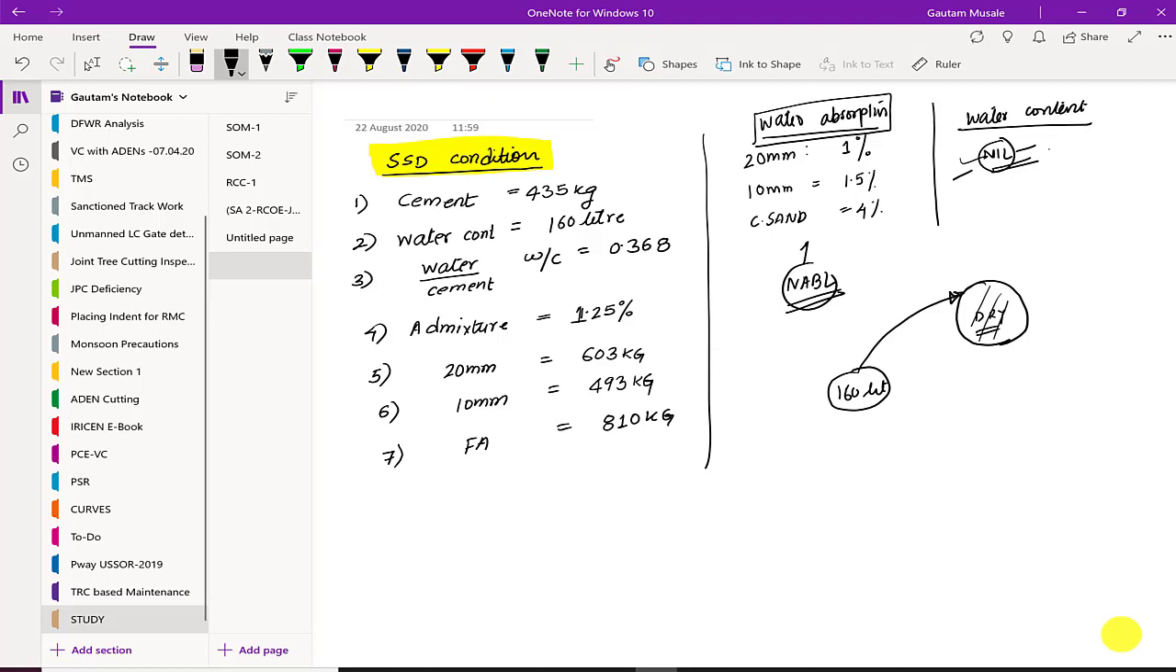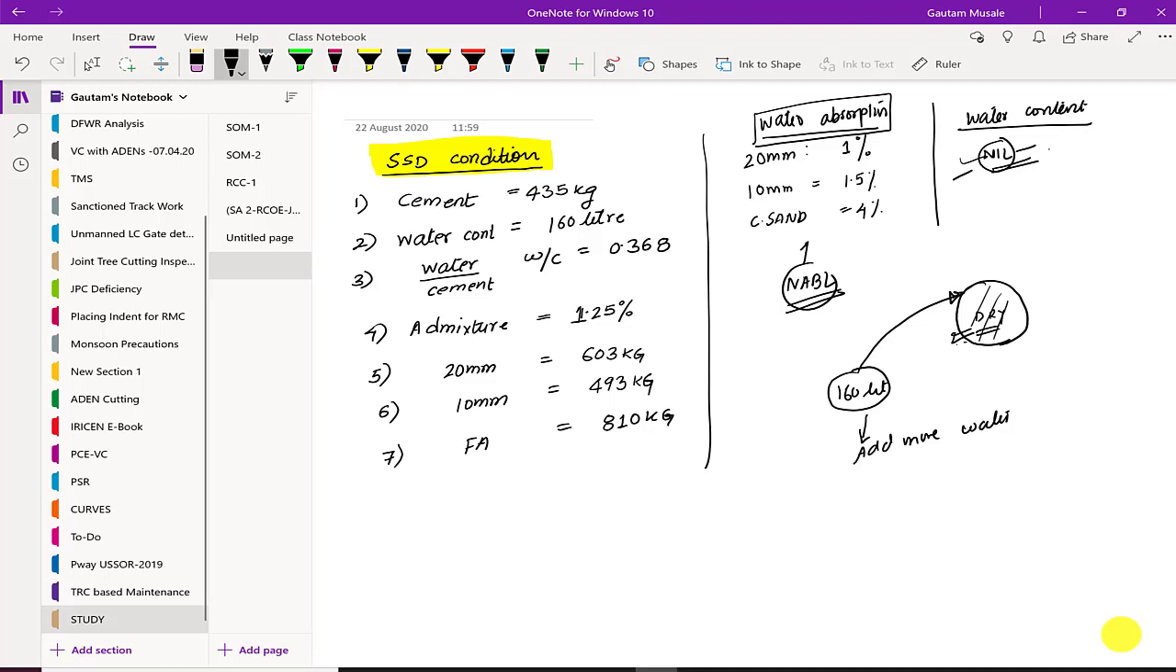That will result in lesser strength because my hydration would not be complete. That will also add to more voids, and that will also result in many other adverse effects on my concrete, right? Unhydrated paste also would be there. So I will have to add more water, right, so that this dry aggregate or dry stone particle comes into an SSD condition.